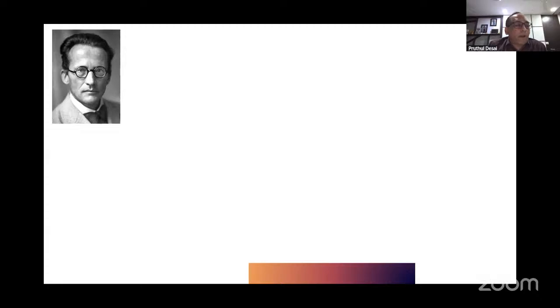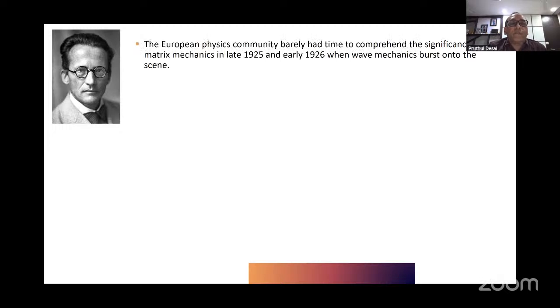So with this in mind, I would like to now get to how Schrodinger arrived at his wonderful equation. So as you find, in 1925, the European physics community barely had time to comprehend the significance of matrix mechanics, and within 6 months, they had another formulation of quantum mechanics.